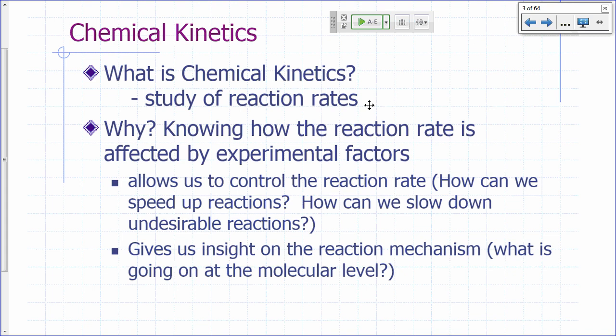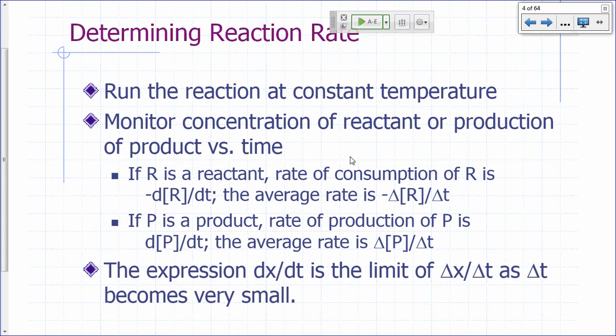different factors. It also will give you insight on the reaction mechanism. What's a reaction mechanism? It's what's going on at the atomic level, at the molecular level. Okay, so the mechanism of a reaction refers to what happened to the atoms during that particular reaction. So you'll get insights into that just by making measurements of how fast the reactions go and how it's affected by different factors. Okay, so how do you determine reaction rate?